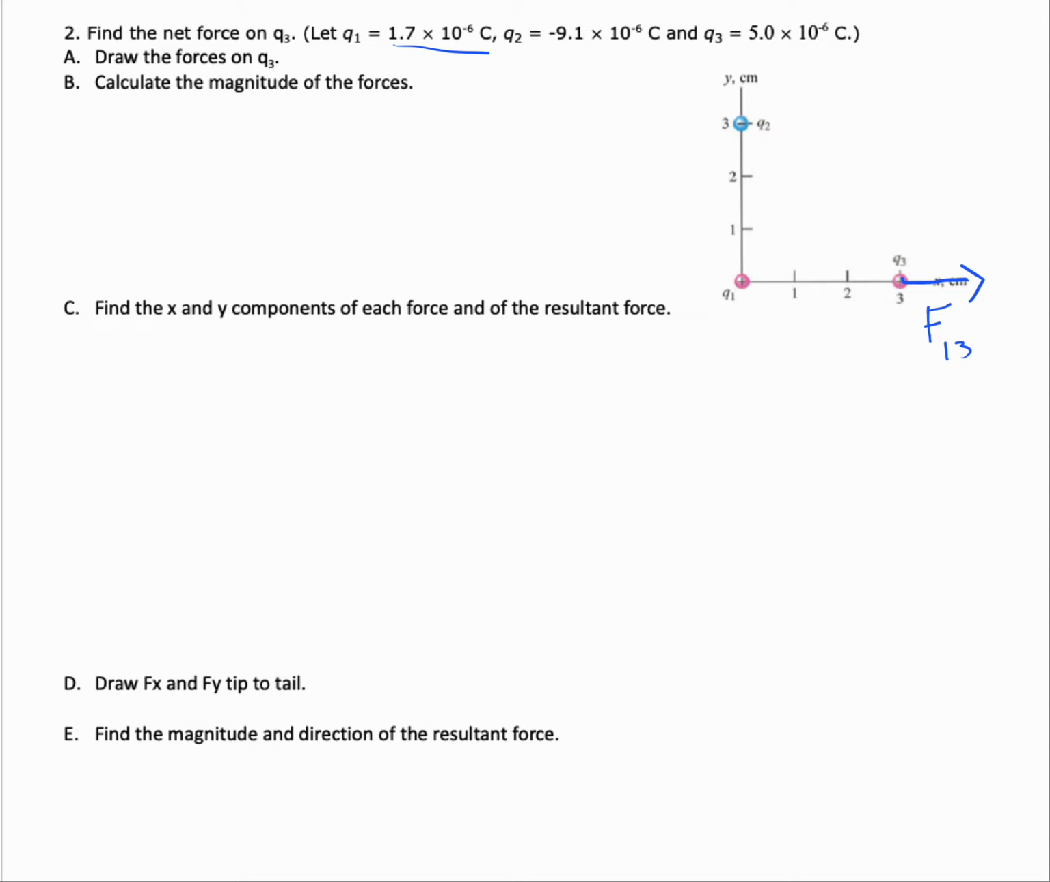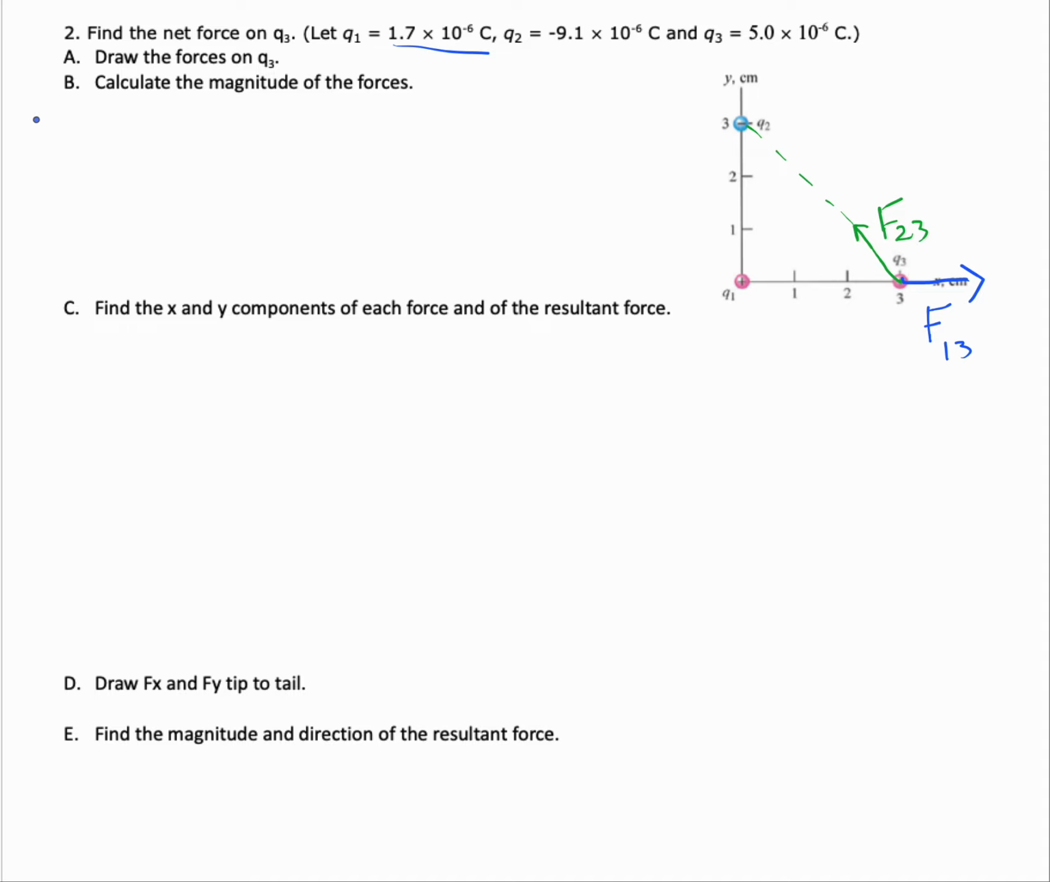And then let's go ahead and label the other force. We have a force between charges 2 and 3. Opposite charges attract each other, so Q3 will be attracted to Q2. So we're going to draw a line towards Q2. There should be a straight line here between the two charges. We're going to label this force F23, the force from Q2 acting on Q3. So make sure that both forces are acting on Q3.